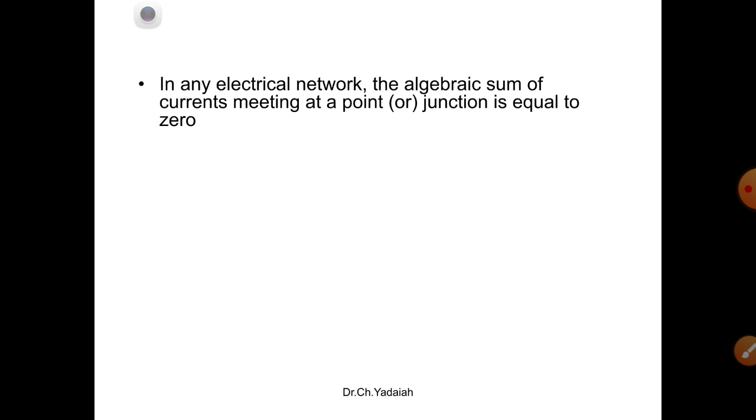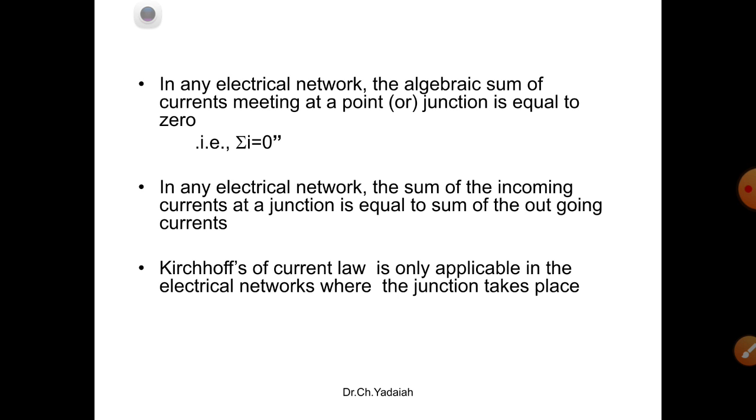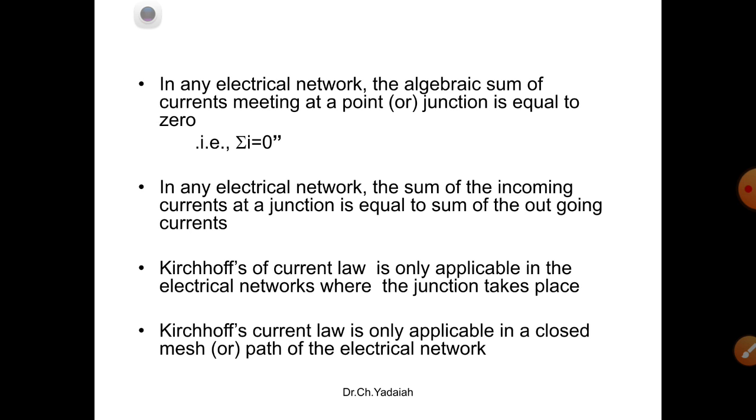Coming to this one, in any electrical network, the algebraic sum of currents meeting at a point or junction is equal to 0, that is KCL. That is, the algebraic sum sigma I is equal to 0. In any electrical network, the sum of incoming currents at a junction is equal to the sum of the outgoing currents. This is another way of expressing KCL. Kirchhoff's current law is only applicable in electrical networks where a junction is present. Kirchhoff's current law is only applicable in a closed mesh or path of the electrical networks.